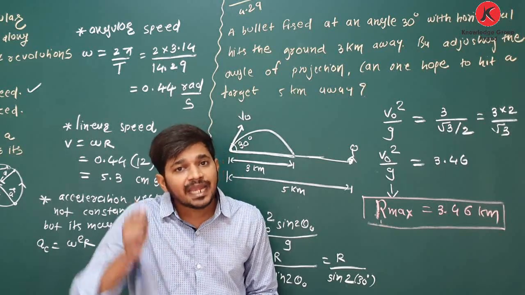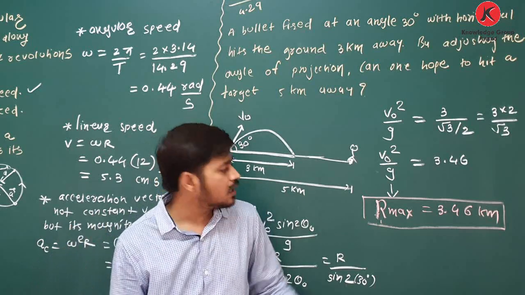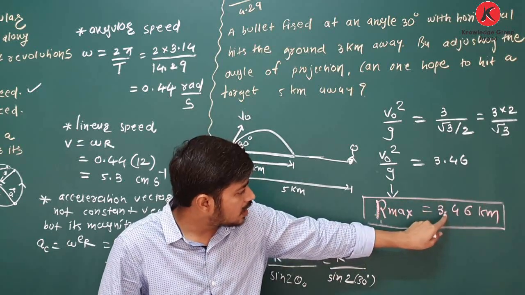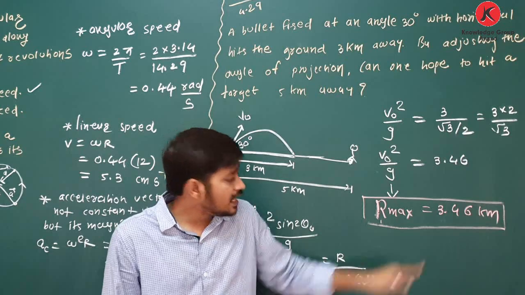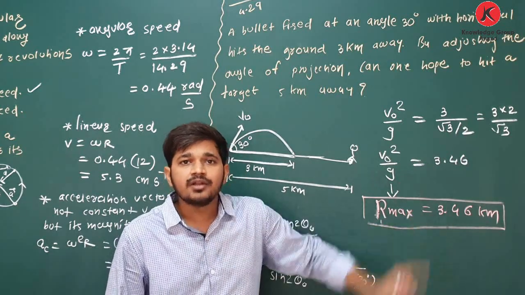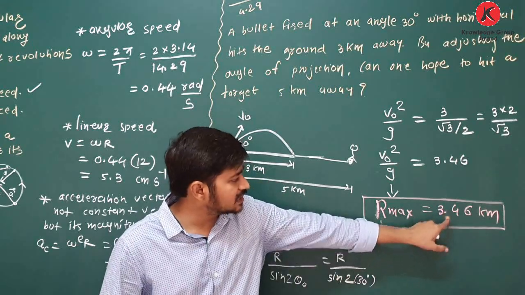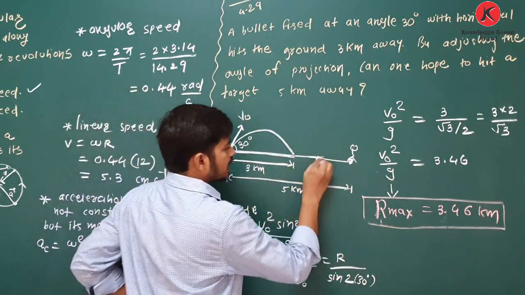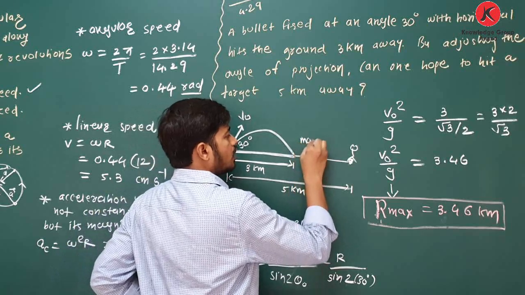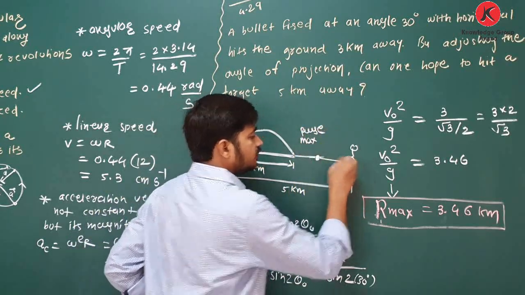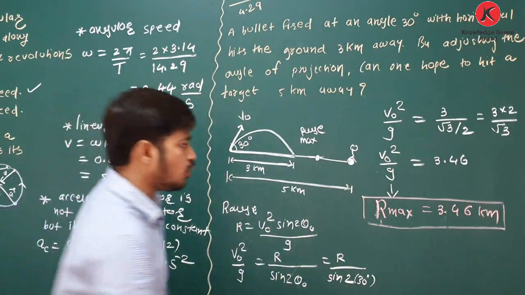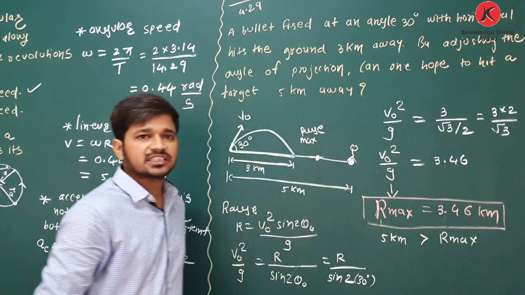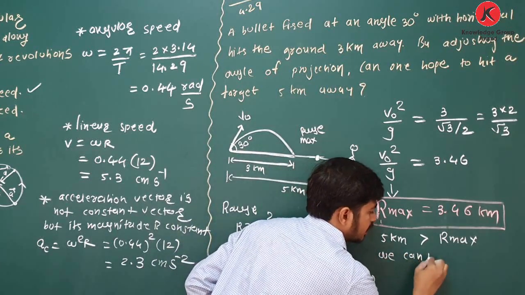So if you adjust any angle, the bullet will not move above 3.46 kilometer. Clear about this? It is its maximum range. We cannot fire the bullet at a distance greater than 3.46 kilometer. So can we hit this target? No. Here 5 kilometer is greater than R maximum. So we cannot hit the target.